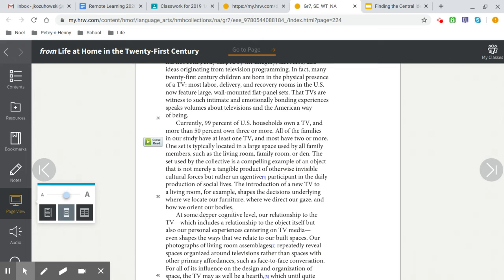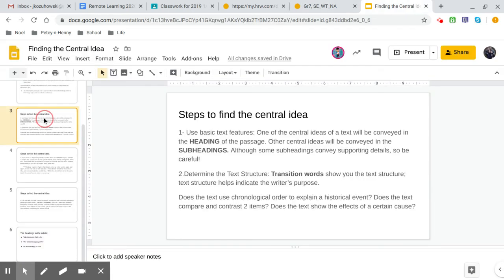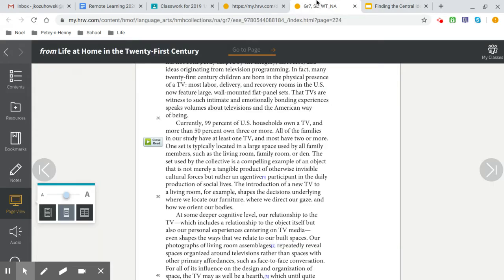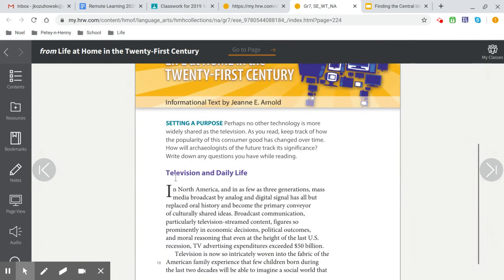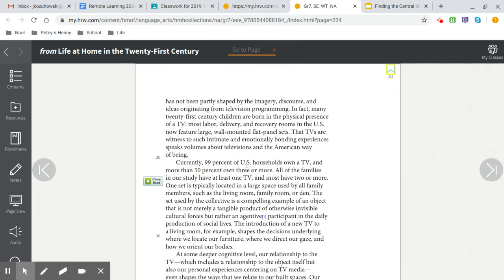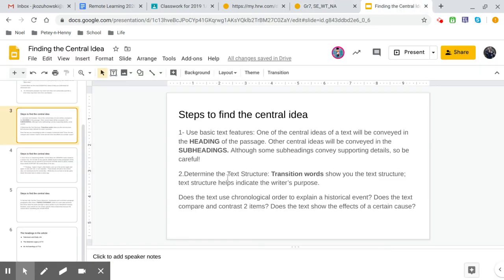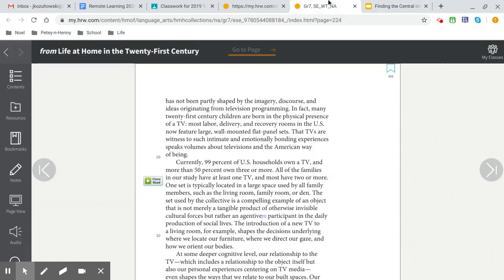Okay, so if I use those steps, I already know it's a heading. The heading was Television and Daily Life. So I will change that into a question. How does television affect our daily life? So that's the first thing. I'm getting my brain thinking about how television affects our daily life. Then I look at the text structure. Okay, well, it's talking about cause and effect.